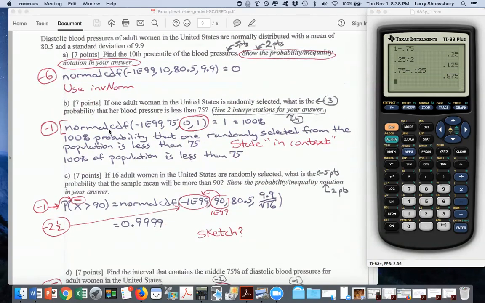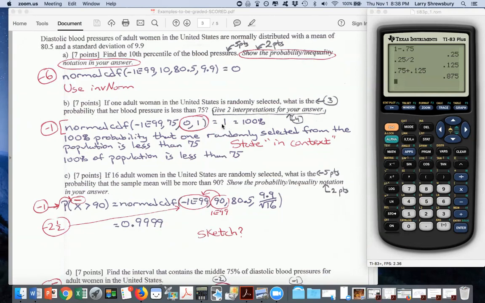Now, here's what happened. For the center and spread, they got confused. They put in the center and spread for the standard normal distribution. Well, this is not a standard normal distribution. You've got to put in the center and spread for your population. The 80.5 and 9.9 are what go in there. And so they got the wrong answer.